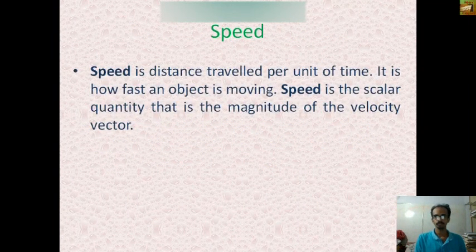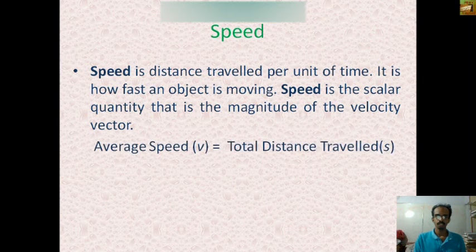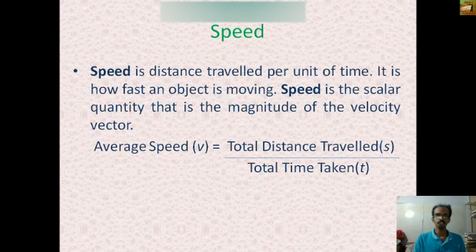Now speed. Speed is also a scalar quantity. It is distance traveled per unit time. It is how fast an object is moving. It is the magnitude of the velocity vector. Speed can be found using the formula total distance traveled divided by total time taken.